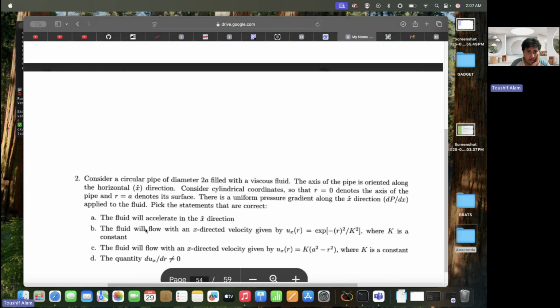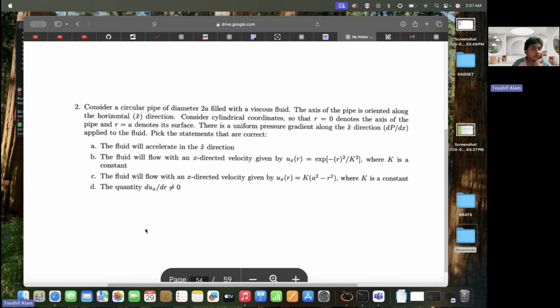So the next question is: consider a circular pipe of diameter 2a filled with a viscous fluid. The axis of the pipe is oriented along the horizontal direction. Consider cylindrical coordinates so that r equal to 0 denotes the axis of the pipe and r equal to a denotes its surface. There is a uniform pressure gradient along the positive x direction applied to the fluid. So pick the statements that are correct.